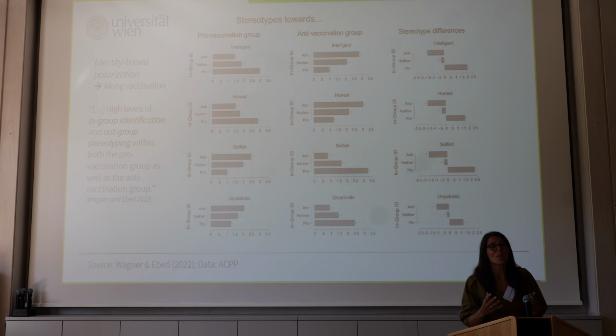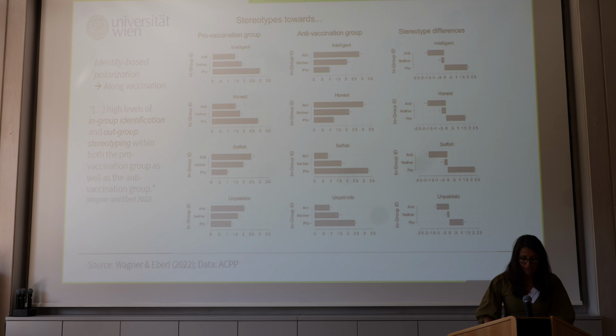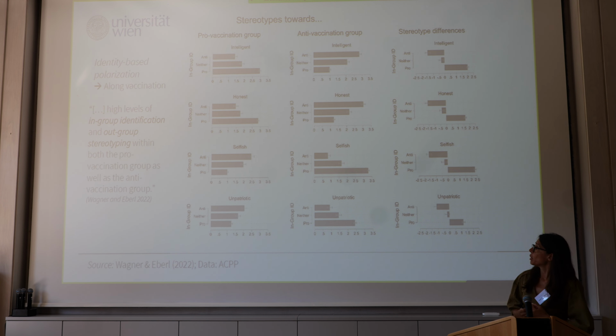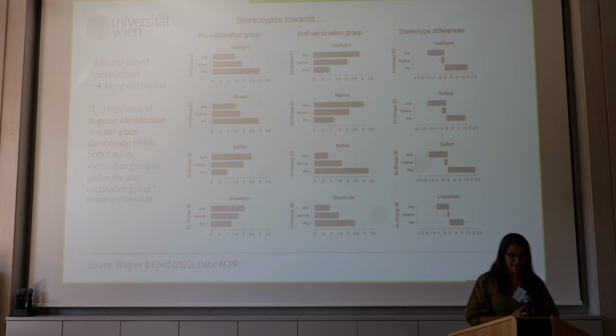So it's a very small group, and then the other two groups, well, the anti-vaccination group is a very small group as well, whereas the pro-vaccination group is a very large one here. But you can already see there is something like an identity-based polarization going on. And the two came to the conclusion that high levels of in-group identification and out-group stereotyping within both the pro-vaccination group as well as the anti-vaccination group can be observed.